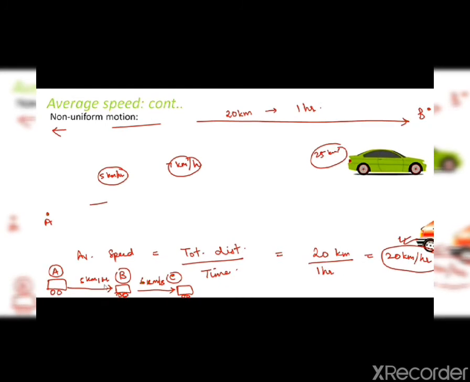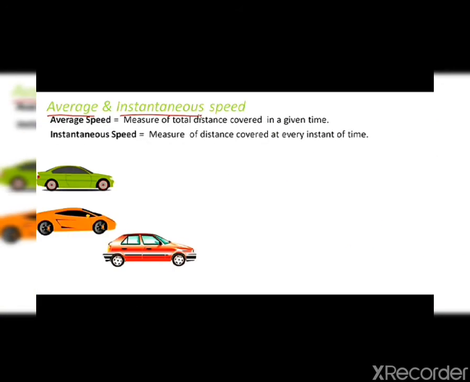Average speed tells us the speed for the entire journey. Maybe the vehicle has different speeds at different instants of time, but the average speed for the whole journey is given by the total distance covered divided by the total time taken.